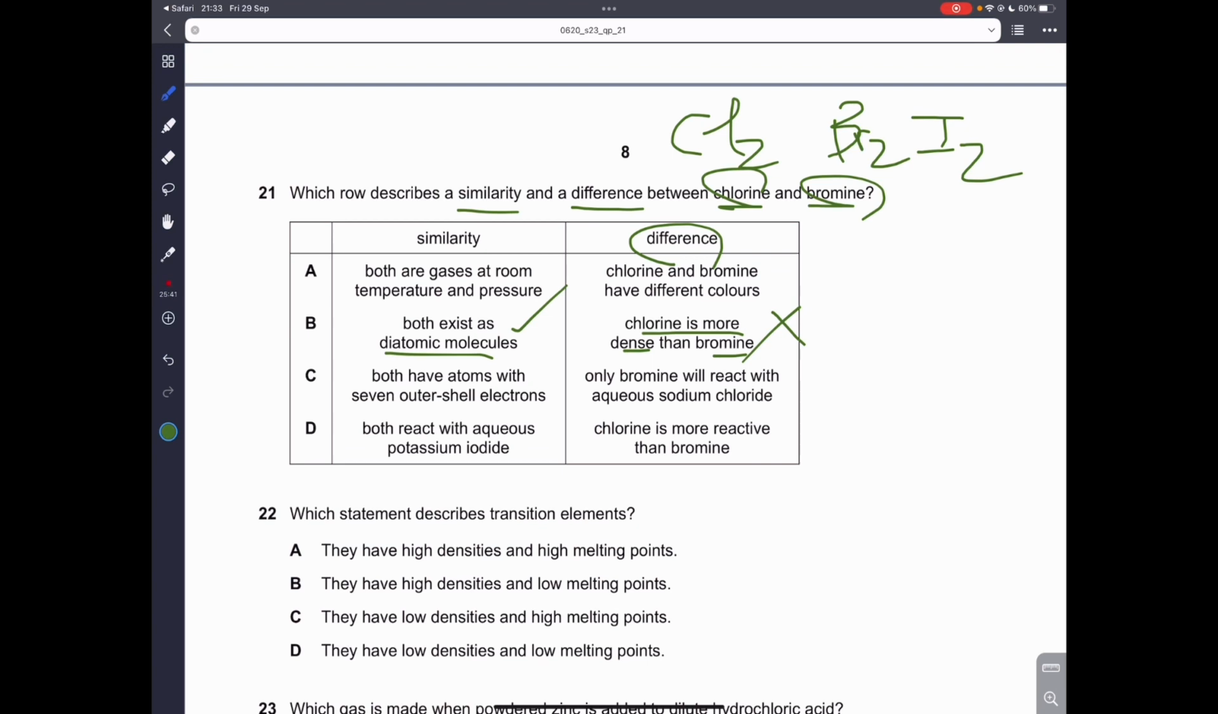So let's look at option C. Both have atoms with 7 outer shell electrons. They do have 7 outer shell electrons, and the difference between them is that only bromine will react with aqueous sodium chloride. This is wrong. Obviously, not only bromine will react with sodium chloride. So both will react with aqueous potassium iodide. Yes, they will react because potassium iodide is a very good reducing agent.